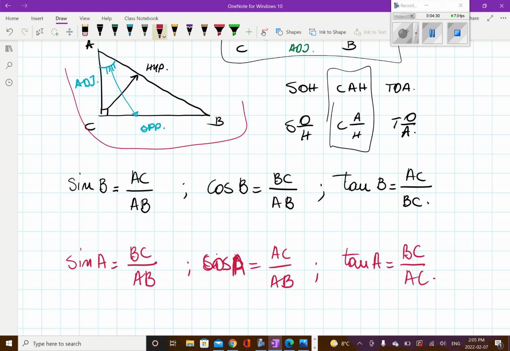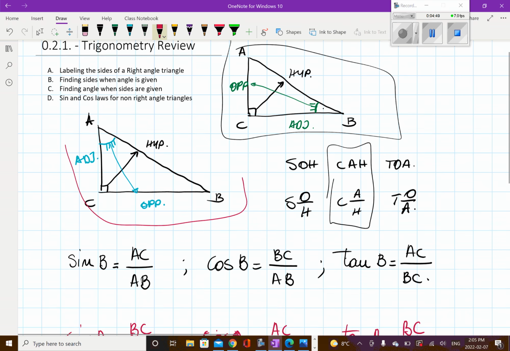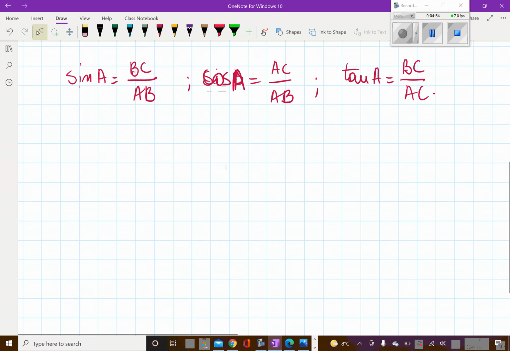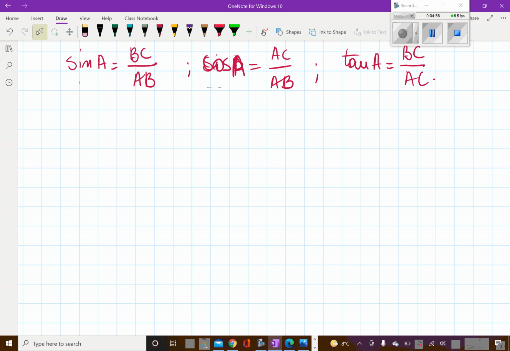So again, hypotenuse is the side that is opposite to 90 degrees, is the longest side in the right angle triangle, and the opposite and adjacent, the two other sides, switch places based on the perspective that you see it. From which perspective do you see them? Now let's see a question in which we are finding the side knowing the angle.